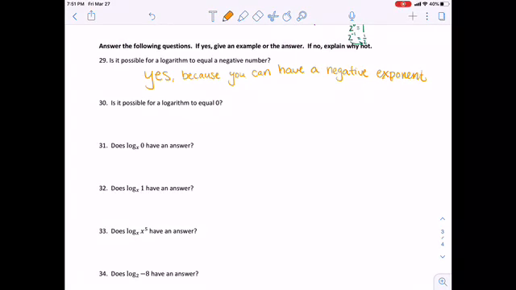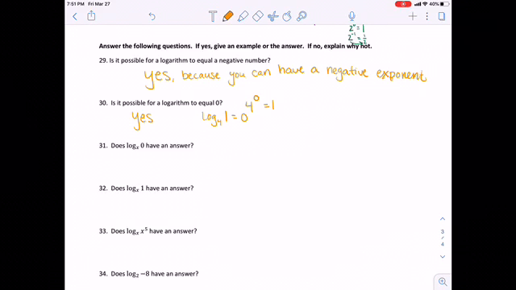On number 30, I want to know, is it possible for a logarithm to equal 0? Well, remember how the answer to a log is the exponent. So essentially I want to know, can I take a number, let's say 4, to an exponent of 0? And the answer is yes. It equals 1, which means that yes, it is possible for a logarithm to equal 0. In order to do it, all I would have to do is the log base 4 of 1, and that would equal 0.